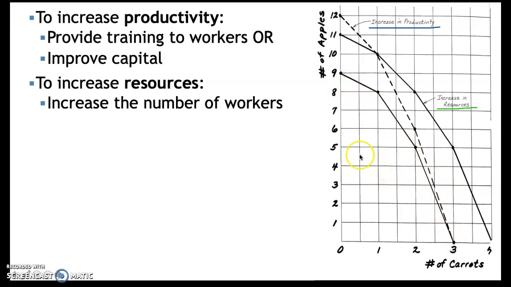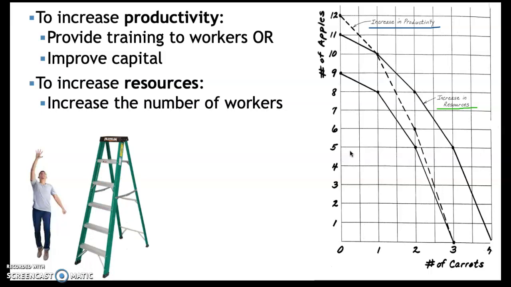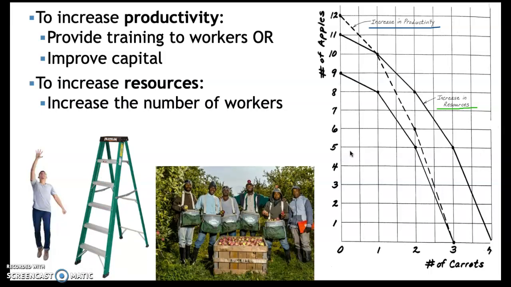Okay, so to increase our productivity, we could provide training to workers, either teaching them how to jump or providing capital to them, more capital, giving them a ladder. We could also increase the number of resources. Instead of having only 3 workers, we could increase it to 4 or 5, maybe even 6. So the increase in productivity is this dotted line right here. That was our blue line that we did in the second graph.